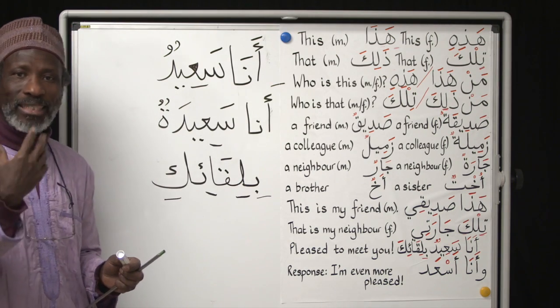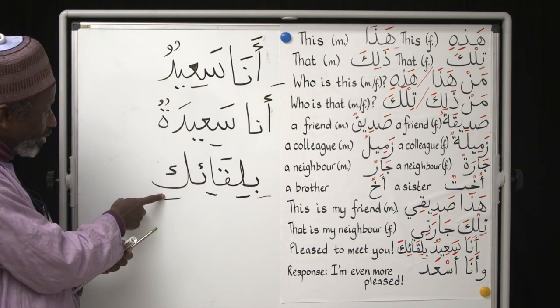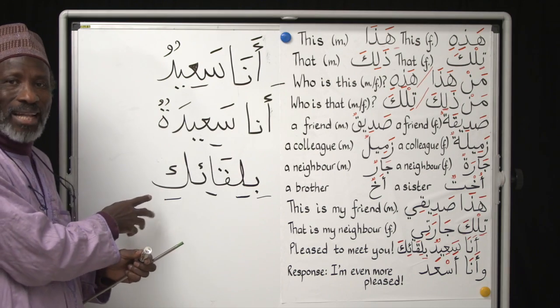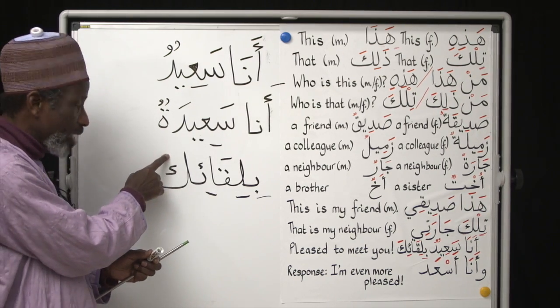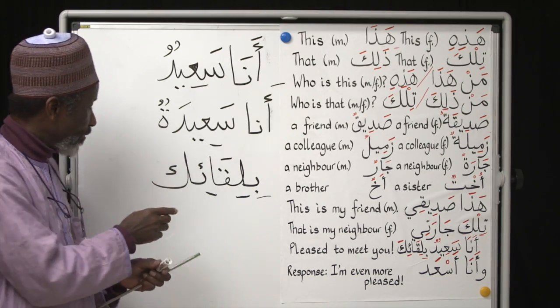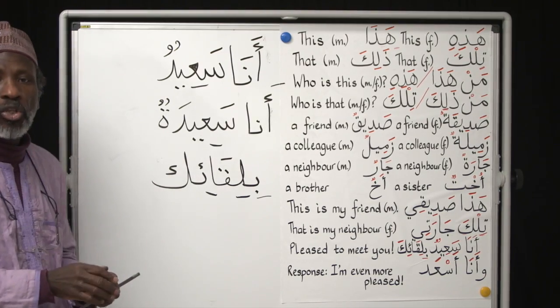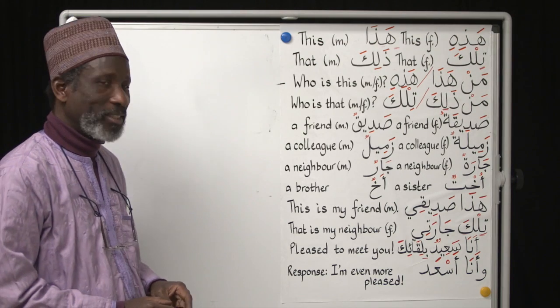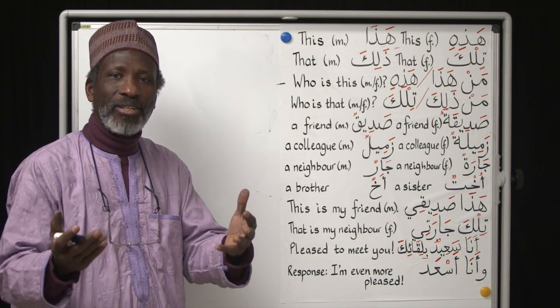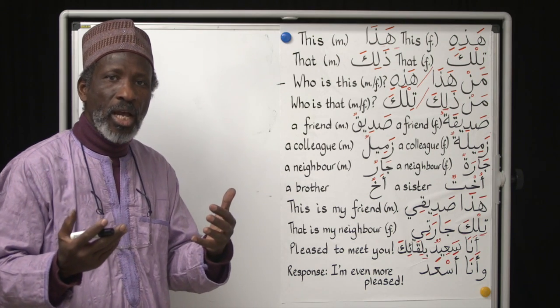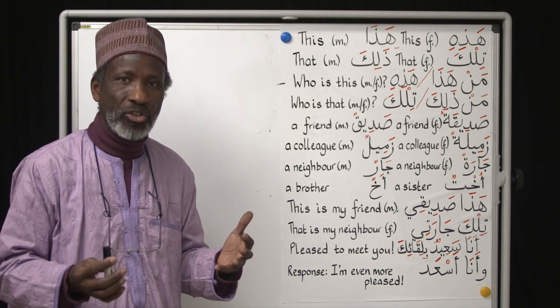But the person we are speaking to will be identified through the attached pronoun at the end. So if I say ka, I'm speaking to a male. If I say ki, I'm speaking to a female. Now, let's look at the receiver, the person who is receiving all this attention.